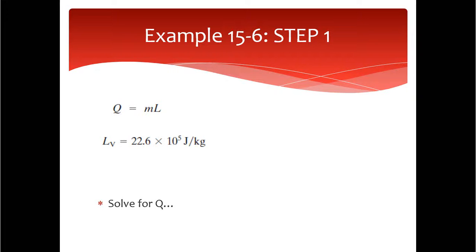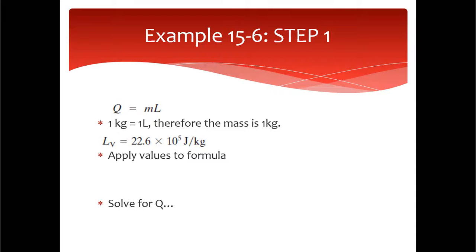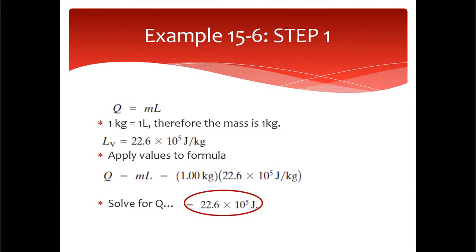So, let's take a look at this. Step 1, calculating your heat. Since 1 kilogram is equal to 1 liter, the mass of the fluid is 1 kilogram. The latent heat of vaporization of water is 22.6 times 10 to the 5th joules per kilogram. Now we can just plug in the values. 1 kilogram times the latent heat of water gives us the value of 22.6 times 10 to the 5th joules of energy. Now again, joules of energy are the only unit left because kg over 1 times 1 over kg, they nullify.